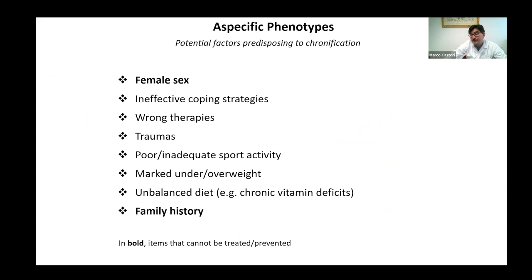Again, nevertheless, there are some characteristics, historical elements, and actions or activities that seem to influence phenotype evolution in the developmental age. Some of them are intrinsic and therefore untreatable, such as sex and family history. Others are extrinsic and consequently treatable by practices that attenuate or eradicate the detrimental factor. Among them, there are inadequate coping strategies, wrong therapies and interventions, traumas, wrong sports, and diets.